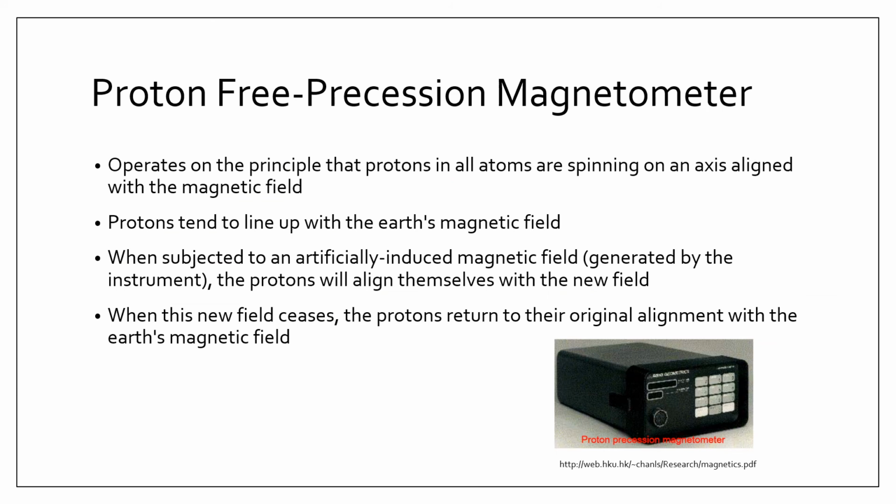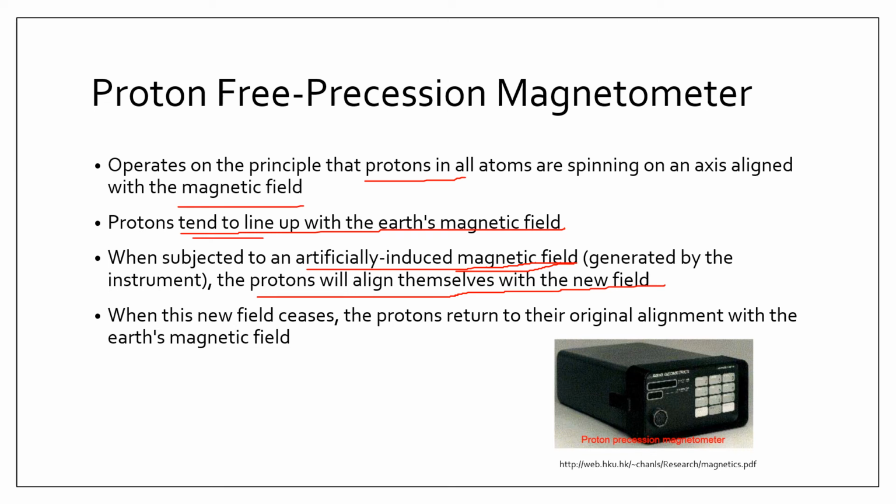The other type of instrument is what we call the proton free precession magnetometer. The main principle behind it is that the protons in all atoms are spinning in an axis that is aligned with the magnetic field. So these protons always tend to line up or align with the Earth's magnetic field. But you can disturb that. You can disturb that alignment by inducing or generating another magnetic field through the instrument, such that the protons' axis of spin will align with the artificial magnetic field.